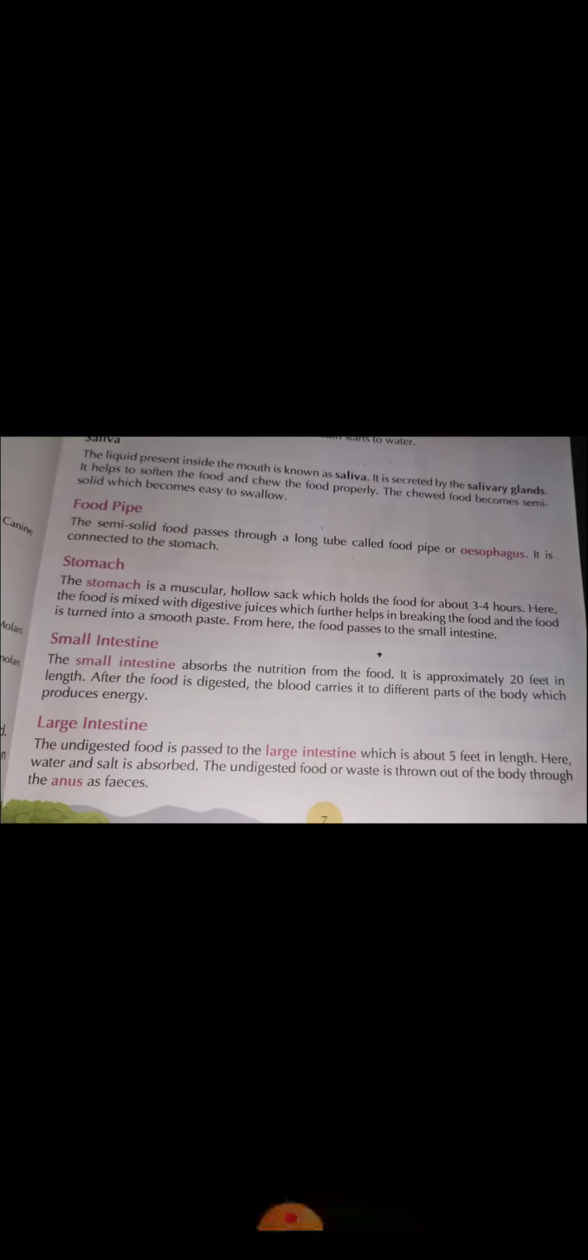It helps to soften the food and chew the food properly. The chewed food becomes semi-solid, which becomes easy to swallow. So you know that any rough thing, any difficult thing which cannot be swallowed, will not be accepted by the food pipe. So when this watery thing, which is saliva, gets mixed with the food, it becomes softer. When the food becomes softer, it becomes easily swallowable, right? So this is the main function of saliva. Saliva is a liquid present inside the mouth, and it is secreted by the salivary glands.